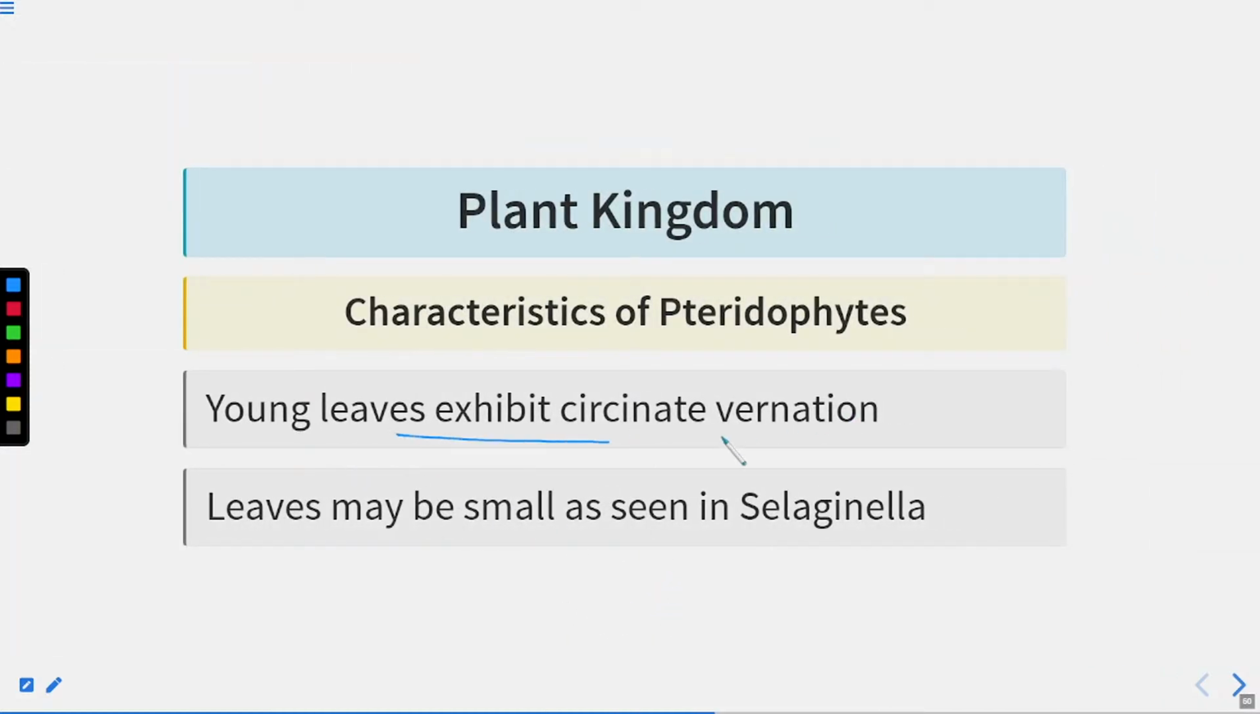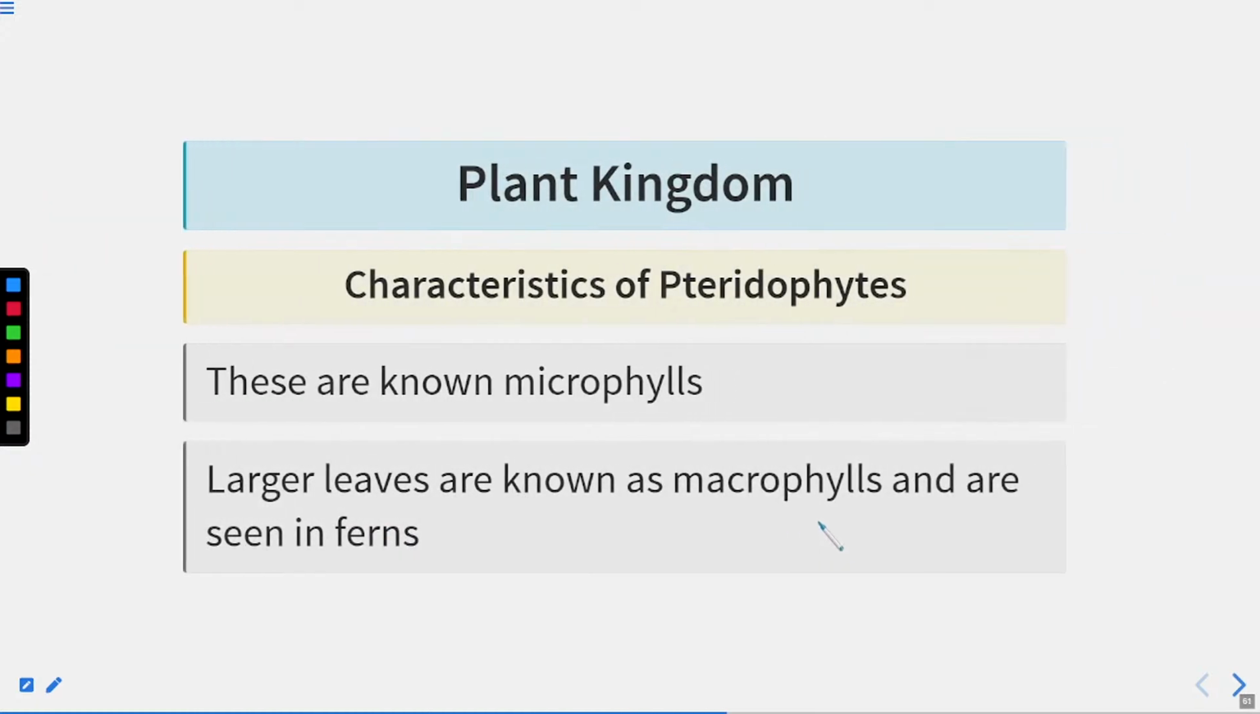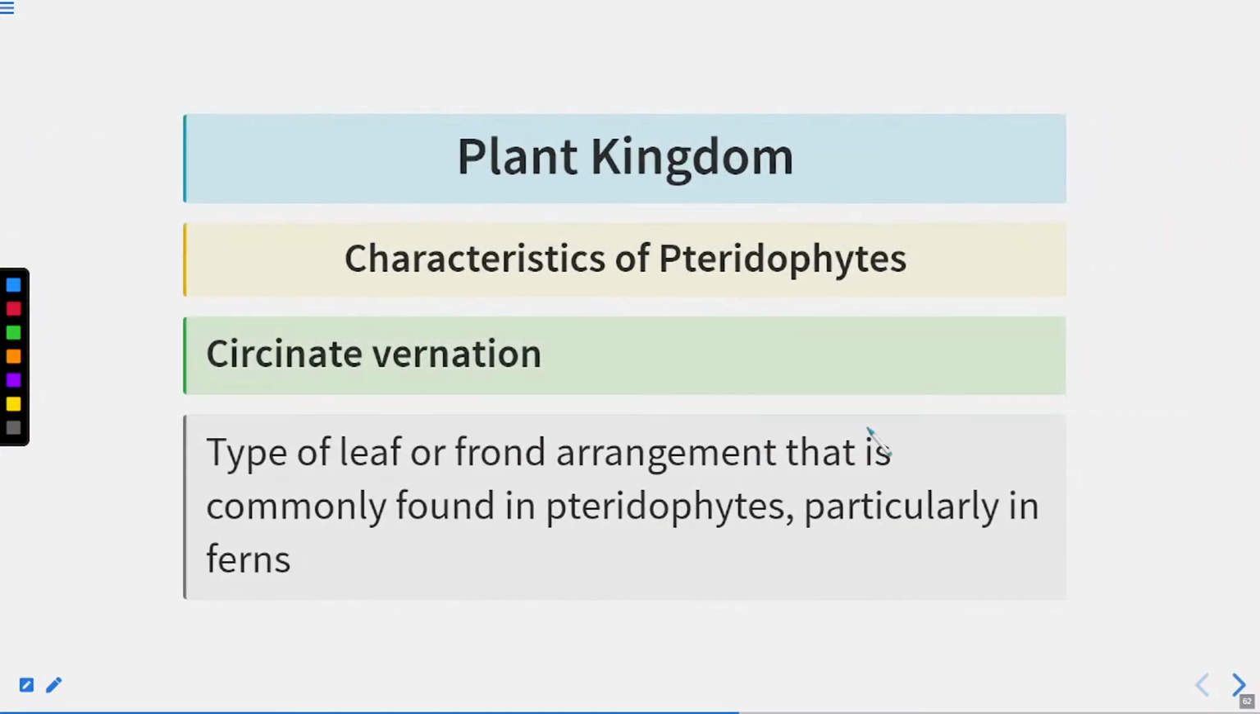Young leaves exhibit circinate vernation. So when the leaves are young, they are folded like this. This is showing the circinate vernation. Leaves may be small, as in the case of Selaginella. When the leaves are small, they are called microphylls, and sometimes they have larger leaves, called macrophylls. So two types of leaves are there, microphylls and macrophylls.